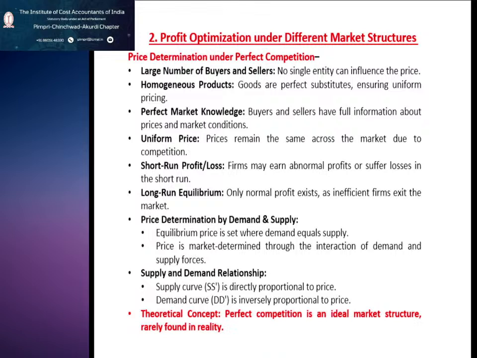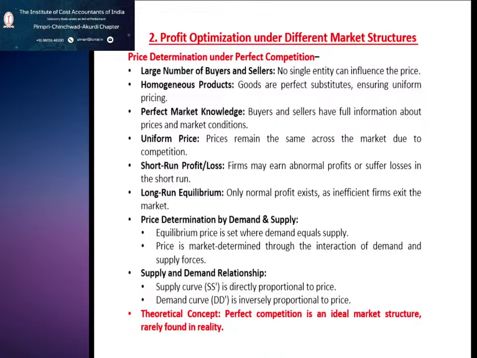So let's see how price determination happens under perfect competition. Large number of buyers and sellers. No single entity can influence the price. Homogeneous products. Goods are perfect substitutes for each other, ensuring uniform pricing. Perfect market knowledge. The buyers and sellers have full information about the prices and market conditions also. Uniform pricing is adopted. Prices remain the same across the market due to competition, because the demand and supply forces determine the prices of a particular product.